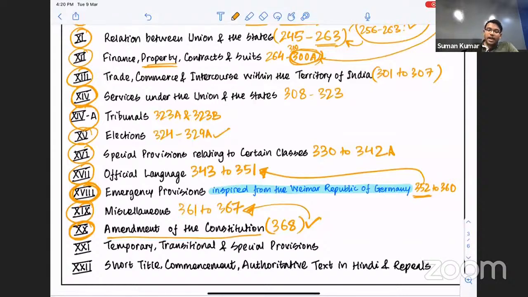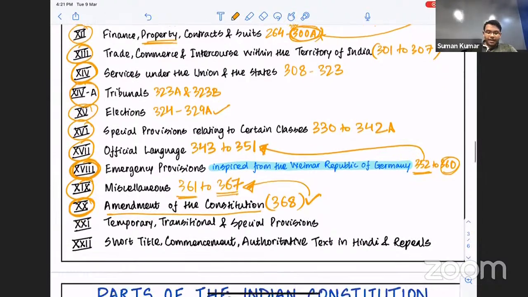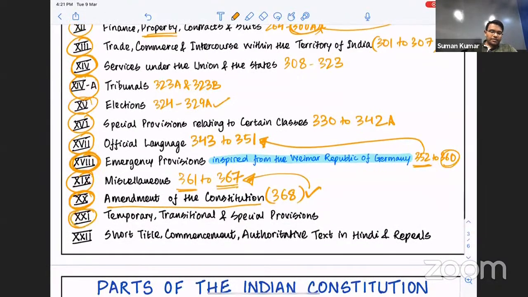It's logical. And emergency provisions, you know, end at 360 because you read it in the emergency chapter, so the numbering has to be 361 to 367, right? Then comes temporary, transitional and special provisions. Your amendment ended at 368, so this has to start from 369, which is 369 to 392.